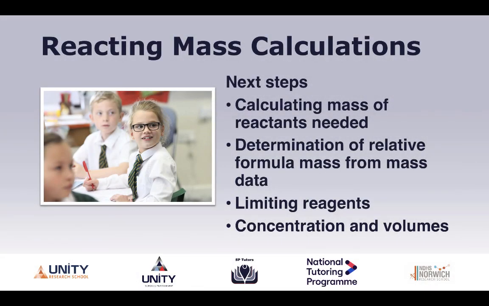Next steps for our students might involve calculating the mass of reactants needed to produce a desired quantity of product, or determining the relative formula mass of a reactant or a product from mass data. It could also be used to identify a limiting reagent and an excess reagent in a chemical reaction. Students may be studying titration and may look at concentration and volume quantities using a similar structure.